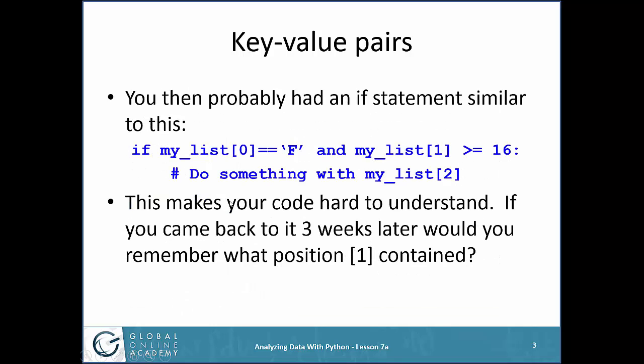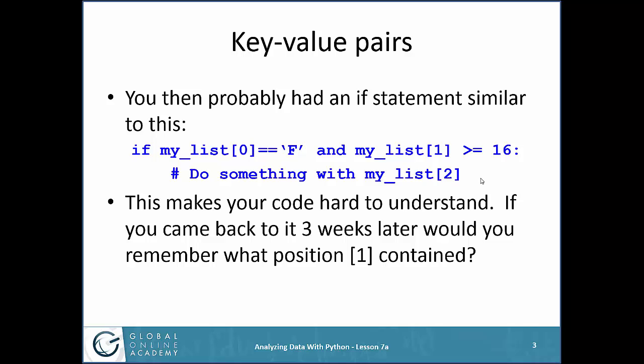You probably then had an if statement similar to this. If my list sub 0 equaled f, and my list sub 1 was greater than or equal to 16, then you did something with my list 2. Maybe you were saving a list of all the heights of females between age 16 and 19. This makes your code kind of hard to understand.